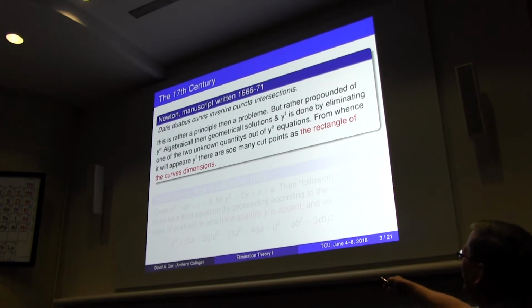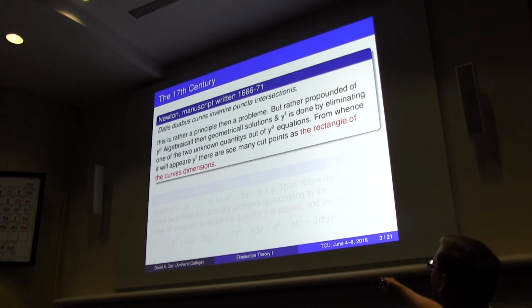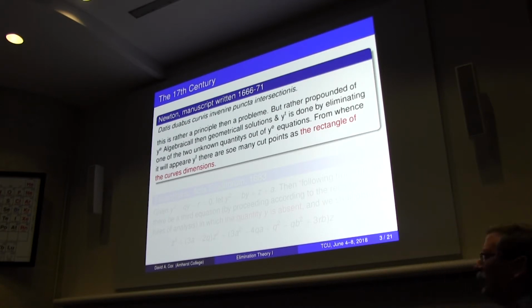Basically, given 2 curves, invent or find their points of intersection. He says this is a principle rather than a problem. But notice it's a geometric problem, because you have the curves and you want their points of intersection, but it's propounded rather algebraically than geometrically. So the idea is that to get the geometry, you have to do the algebra first. He's actually saying that already. And this is done by eliminating one of the 2 unknown quantities out of the equation. So already there's elimination occurring in the 17th century.